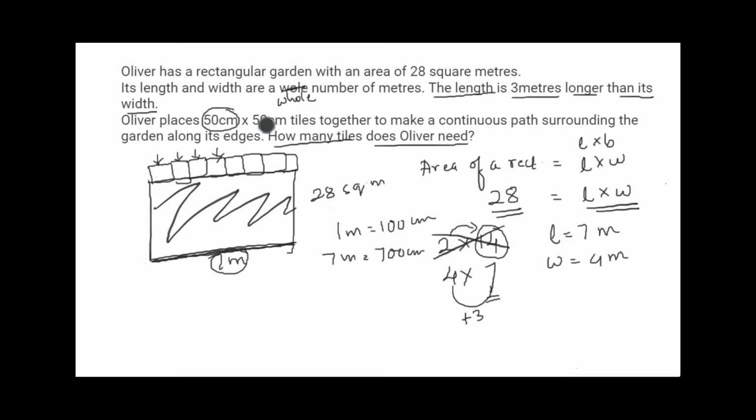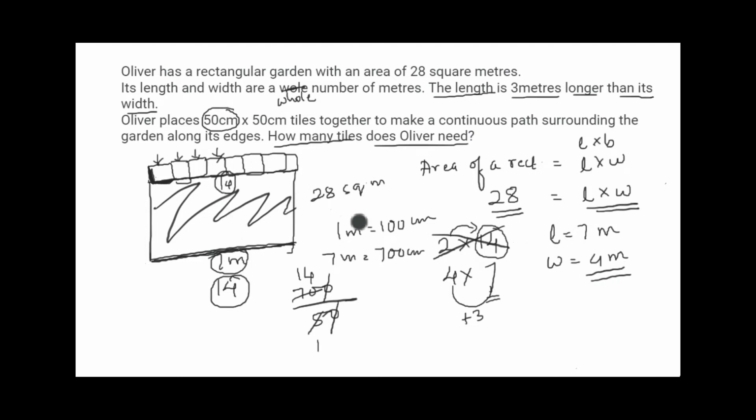Now 50 centimeter by 50 centimeter means this and this. This is 50 centimeter, this is 50 centimeter. So this is 50, 50, 50, 50 for all. So how many 50s do we need to make 700? Basically we need to divide 700 by 50. So 0, 0 cancel, 5 times 1, 5 times 14. So for the length we get 14 tiles. 14 here, 14 on this side.